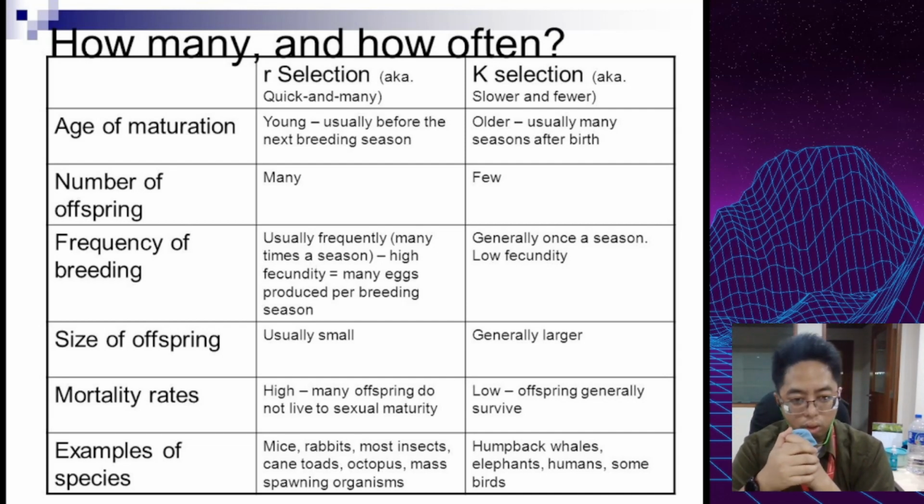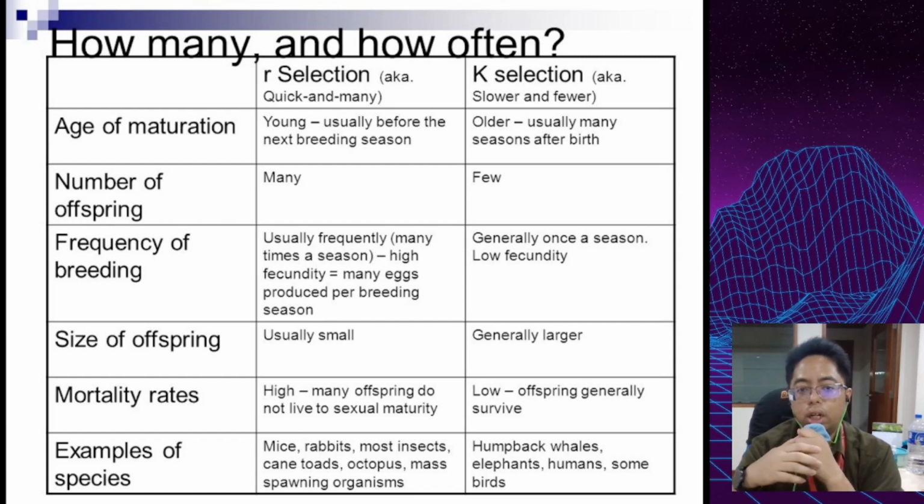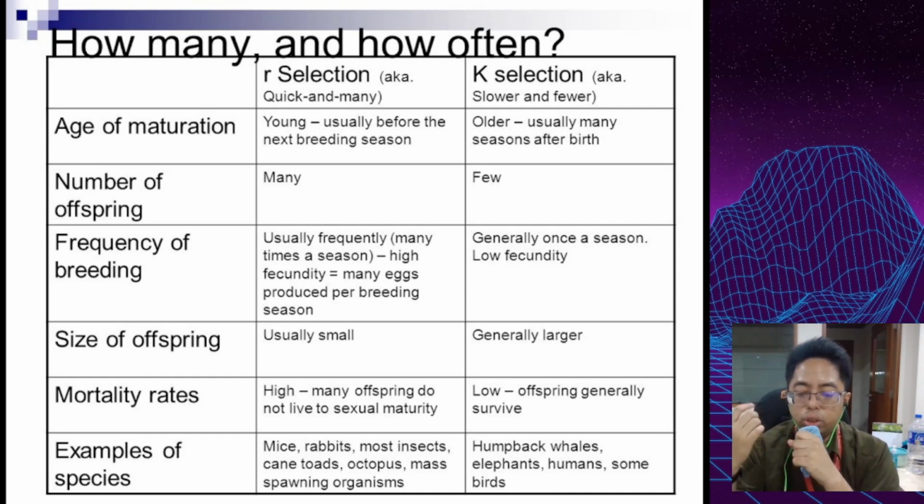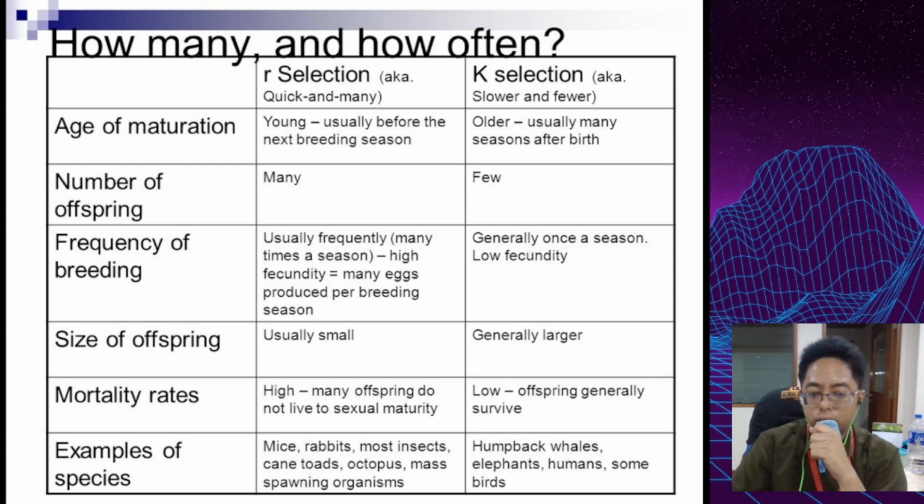Right. So size of offspring for R selection is usually small, for K selection usually larger. Mortality rate for R selection is high. Many offspring do not live to sexual maturity. For K selection it is low, offspring generally survive. Example species for R selection: mice, rabbits, most insects, cane toads, octopus, and mass spawning organisms. For K selection, they are usually mammals, humpback whales, elephants, humans, and also some birds.